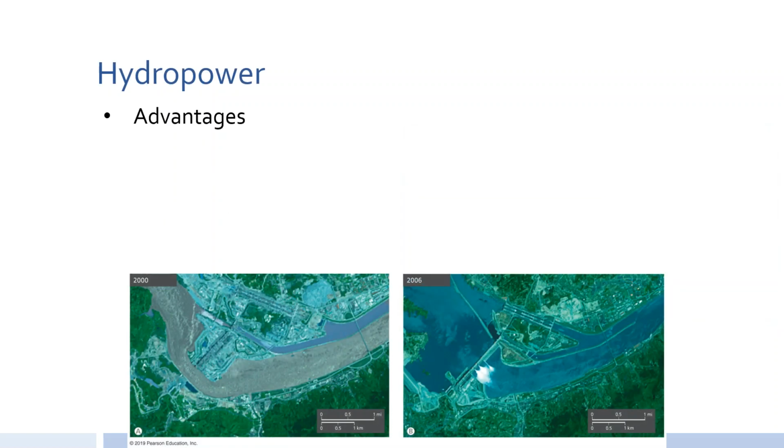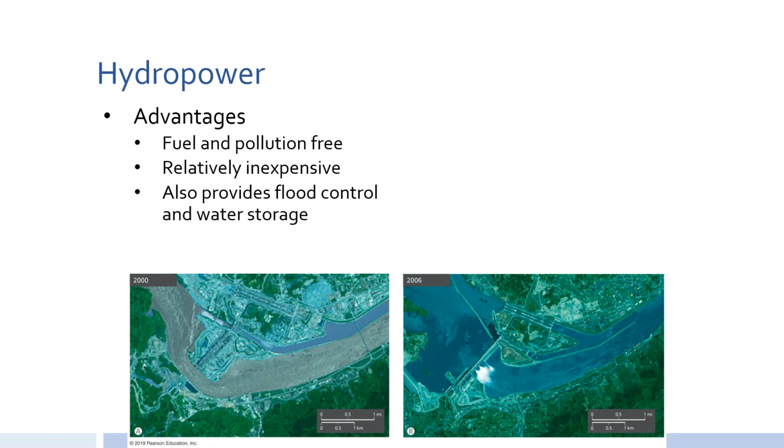So advantages of hydropower: it is fuel and pollution free, which is good. It is relatively inexpensive. And it also provides flood control and water storage. So we don't just create dams for hydroelectric power, we also create them to control flooding, and then also to have drinking water behind those reservoirs. And it provides continuous electricity. So it doesn't have to be raining. As long as that river is moving, you're going to get that electricity.